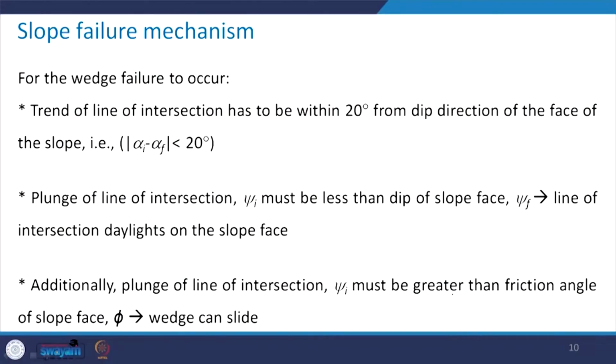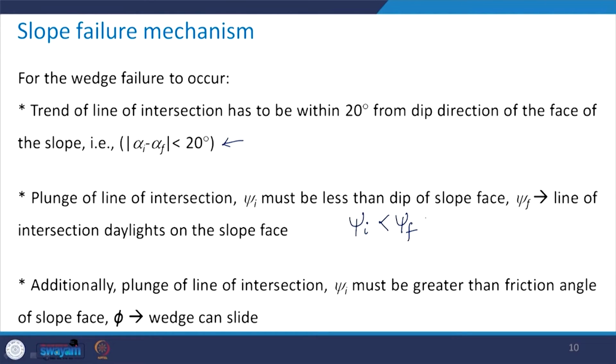Now, for the wedge failure to occur, again we will have some conditions. The trend of the line of intersection has to be within 20 degrees from the dip direction of the face of the slope. Mathematically, this is how it is represented. The plunge of the line of intersection, psi I, must be less than psi f. Only in this case will the line of intersection I daylight on the slope face.